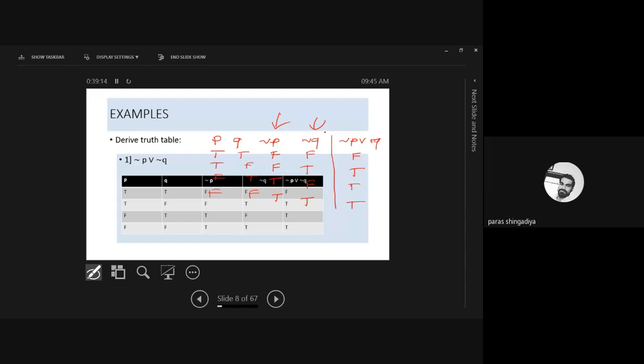Clear? So that type of table you have to prepare in the exam. If it is asked for 1 or 2 marks, you have to prepare this answer. First you have to prepare the table. How many columns are required? Check it first and then derive the answer.